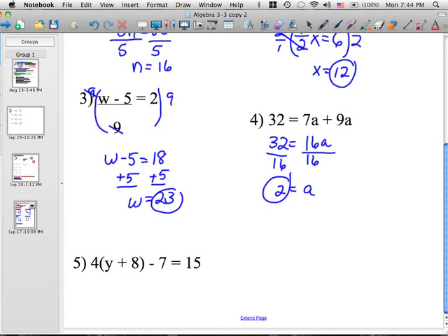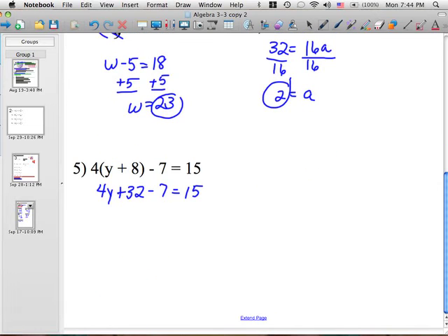The last example, we need to get rid of the grouping symbols first. So we multiply everything inside by the 4. So we get 4y plus 32 minus 7 equals 15. There is still work to simplify the left side. The 32 minus 7 cannot be left that way. We need to write it as, take 7 away from 32, we get 25. So never transform until everything is simplified on both sides.